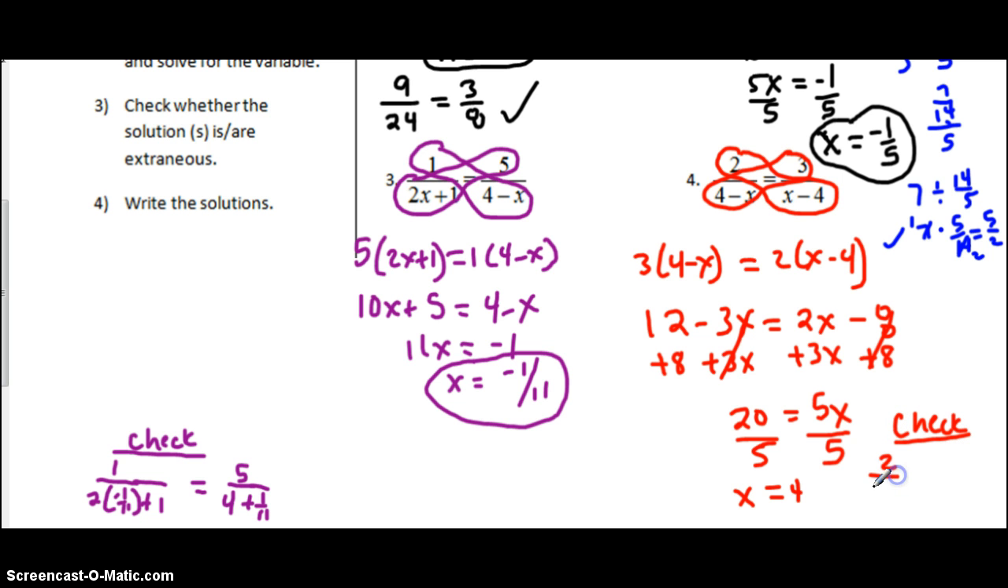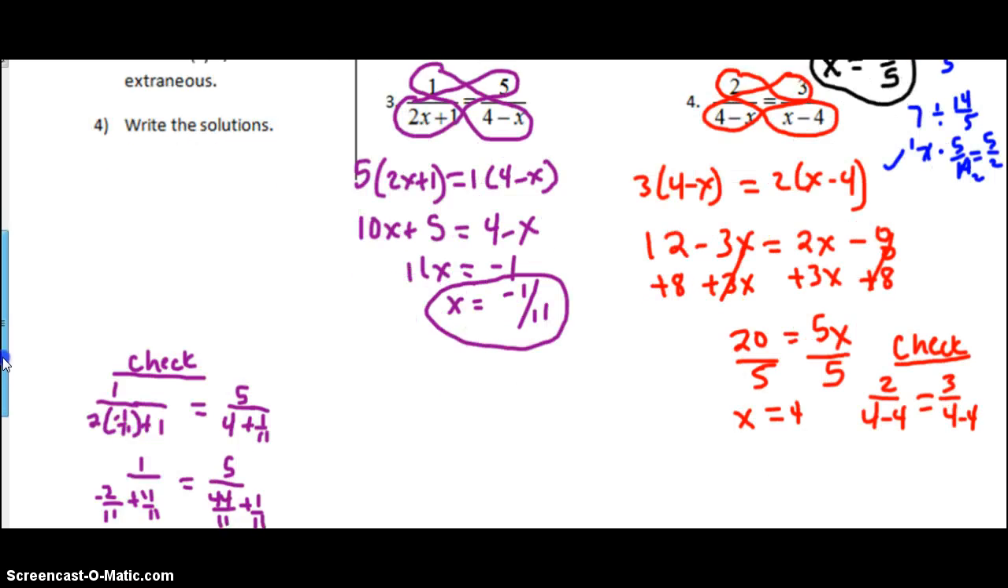You have 2 over 4 minus 4. You can't have 2 divided by 0. That's impossible. You can't divide by 0. Remember, that's a no solution. And the other side as well, 3 over 4 minus 4, that's 0. So that's no solution. We can't divide by 0.